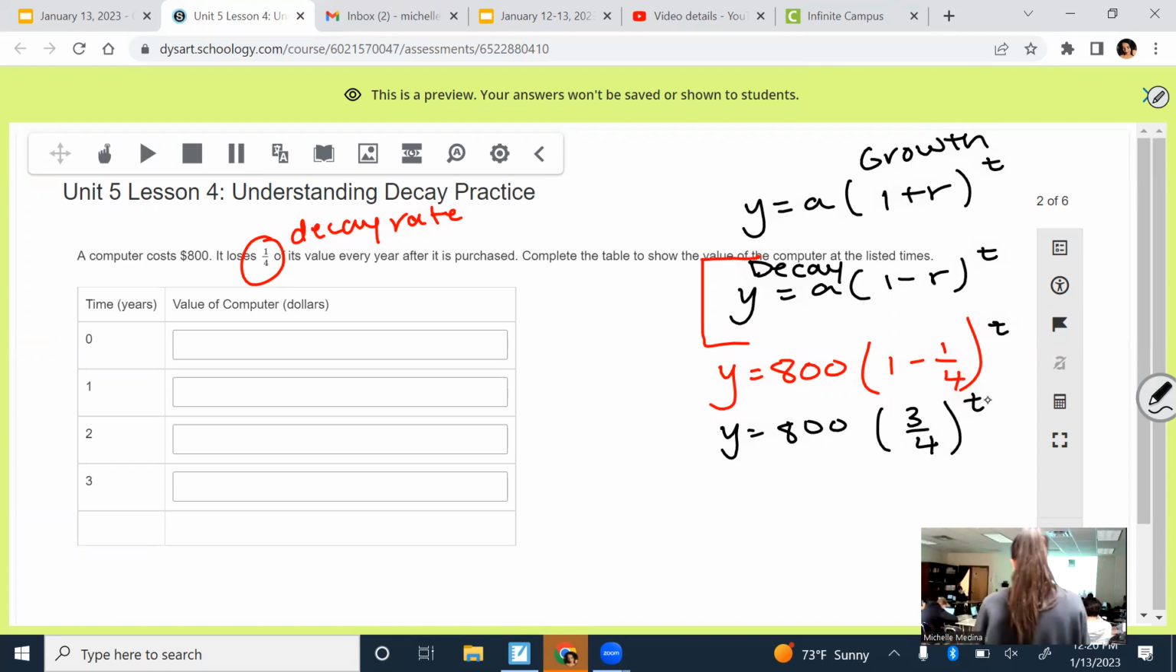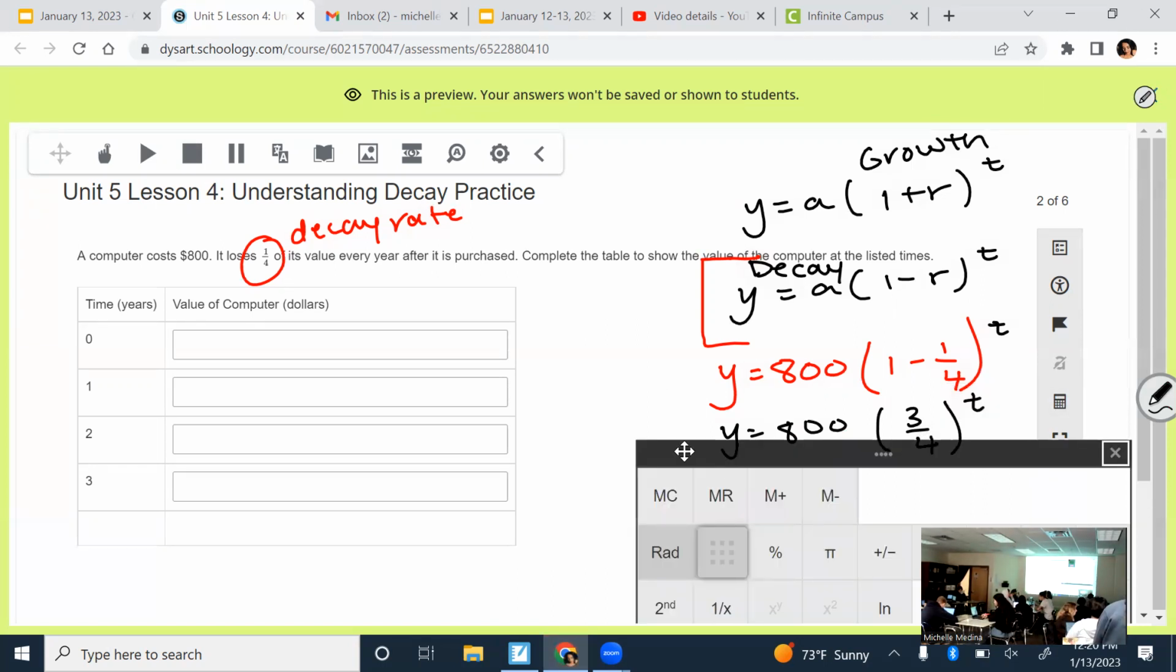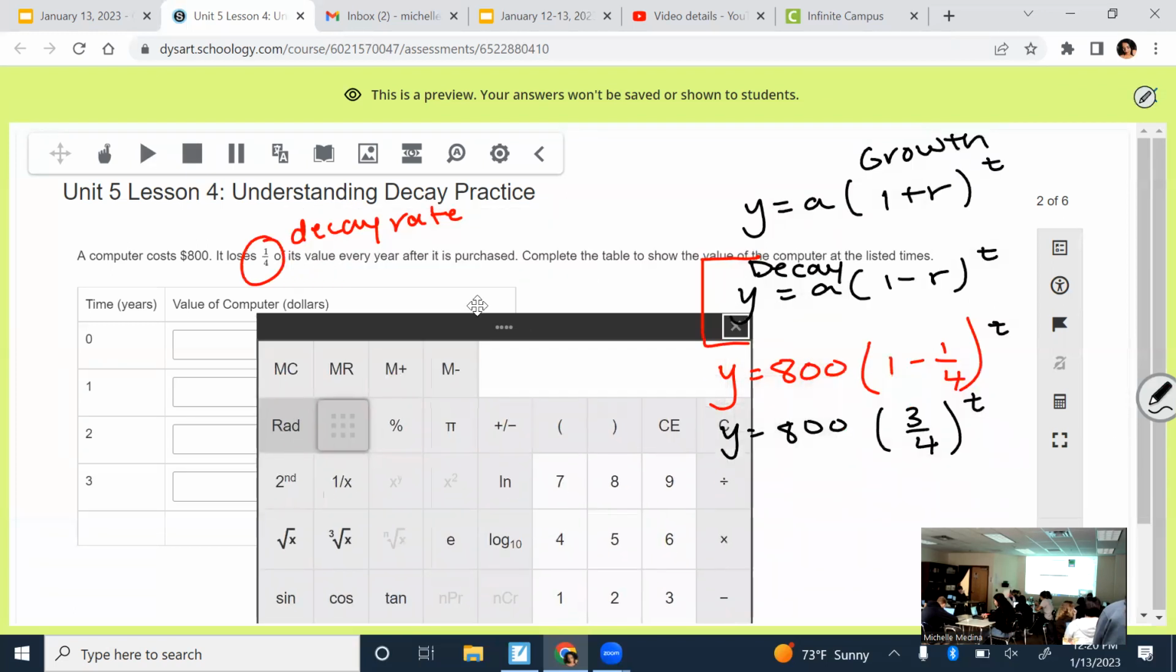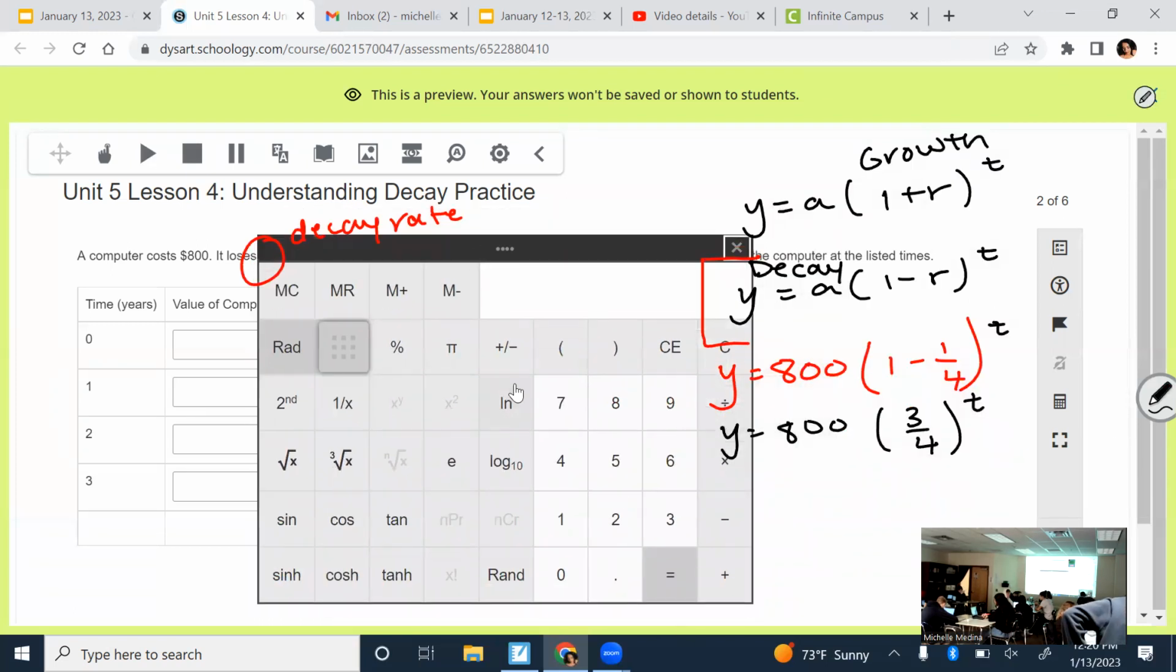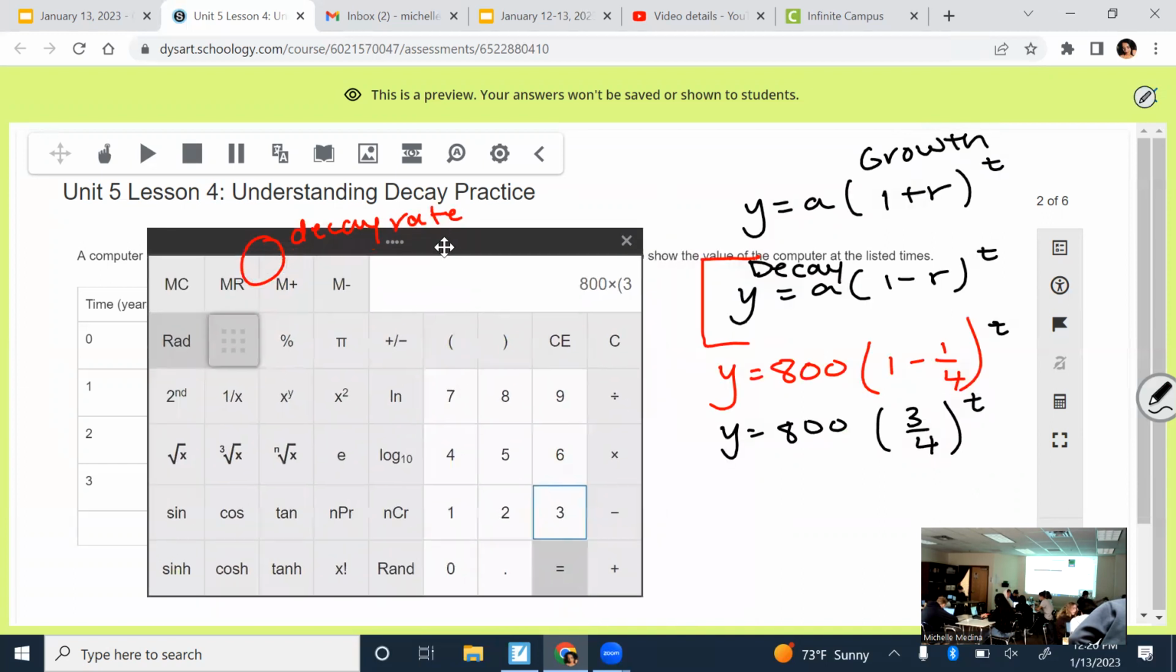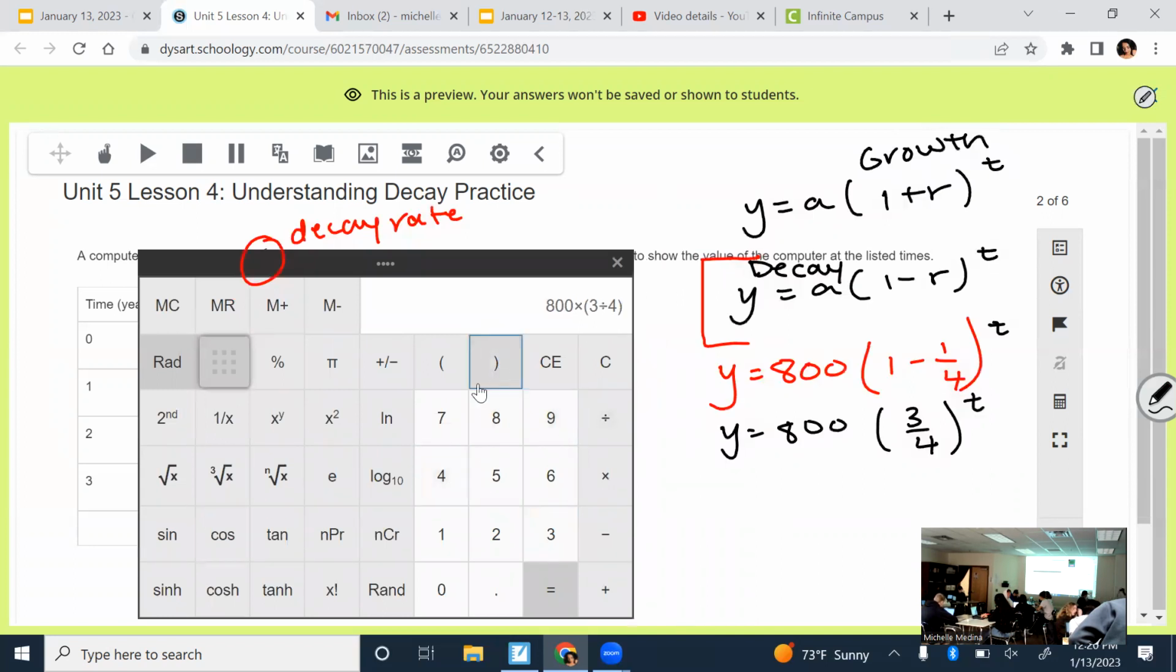All right, then use a calculator, and each time you're just changing the value of T. You could also use Desmos, and then it's really easy because you just have to change the exponent. So 800 times 3/4, and then to the 0 power is the first T that it wants. So that's what it looks like before I press enter. Everyone see that? All right, and then press enter, it's 800.